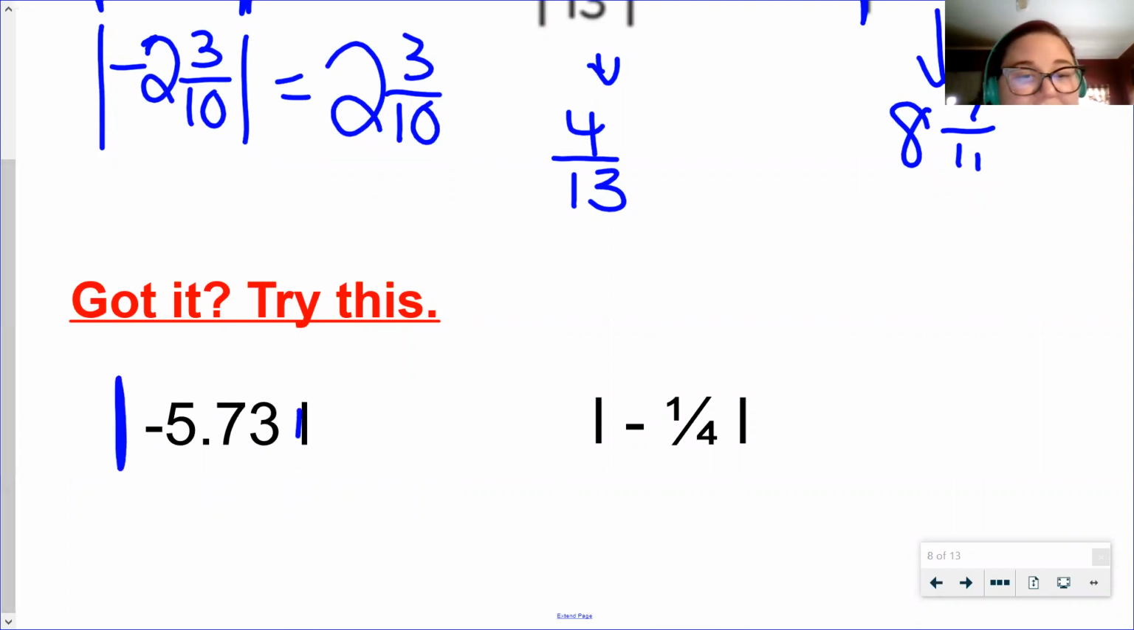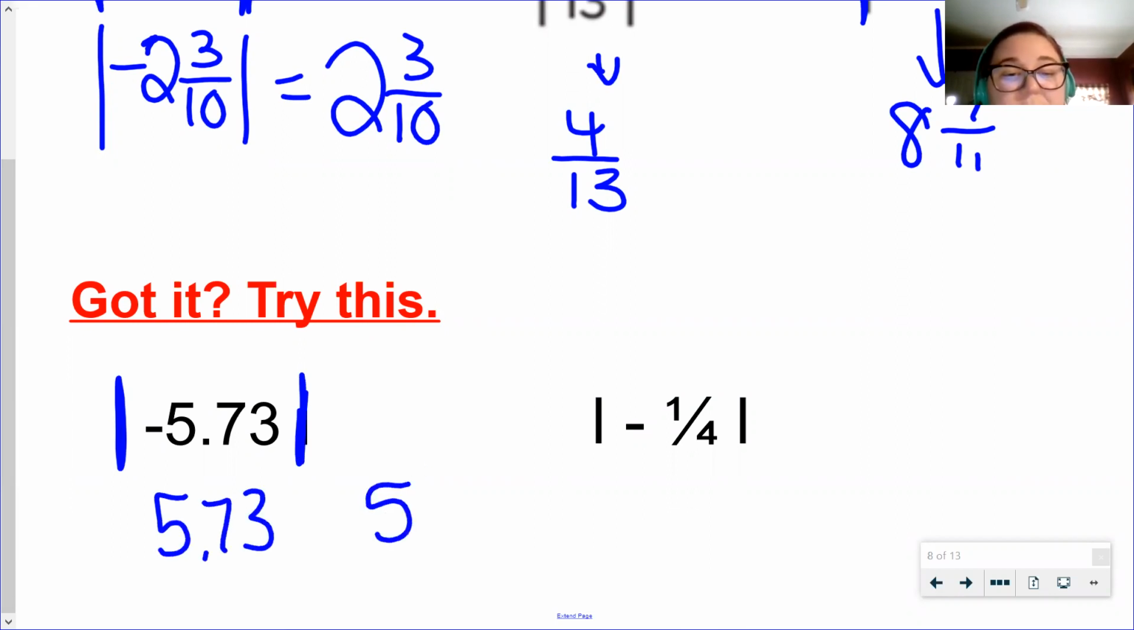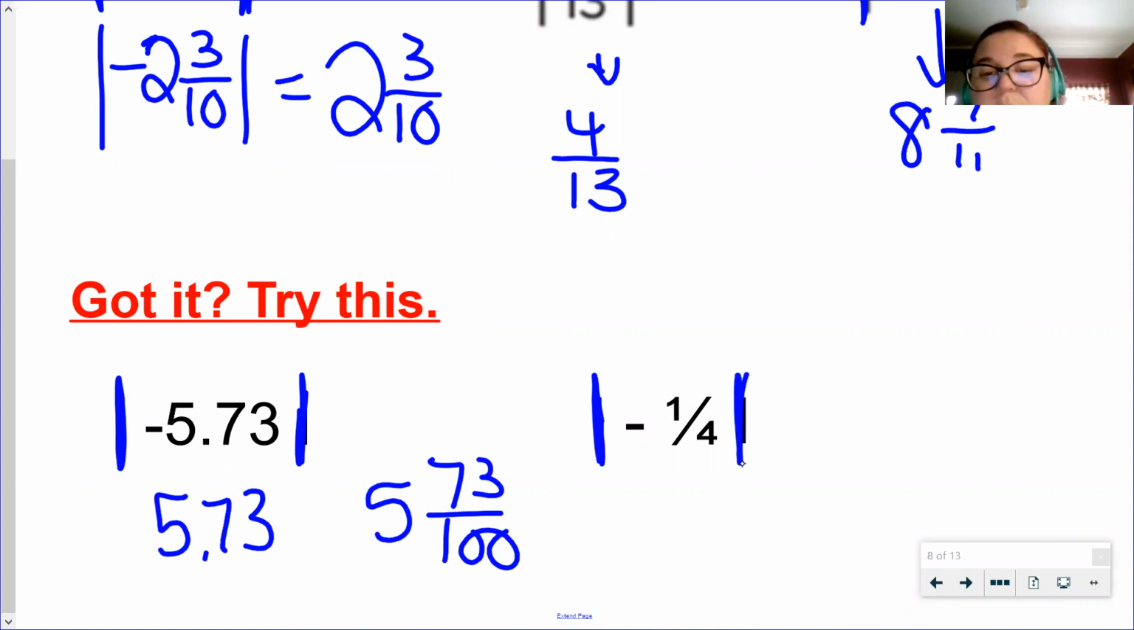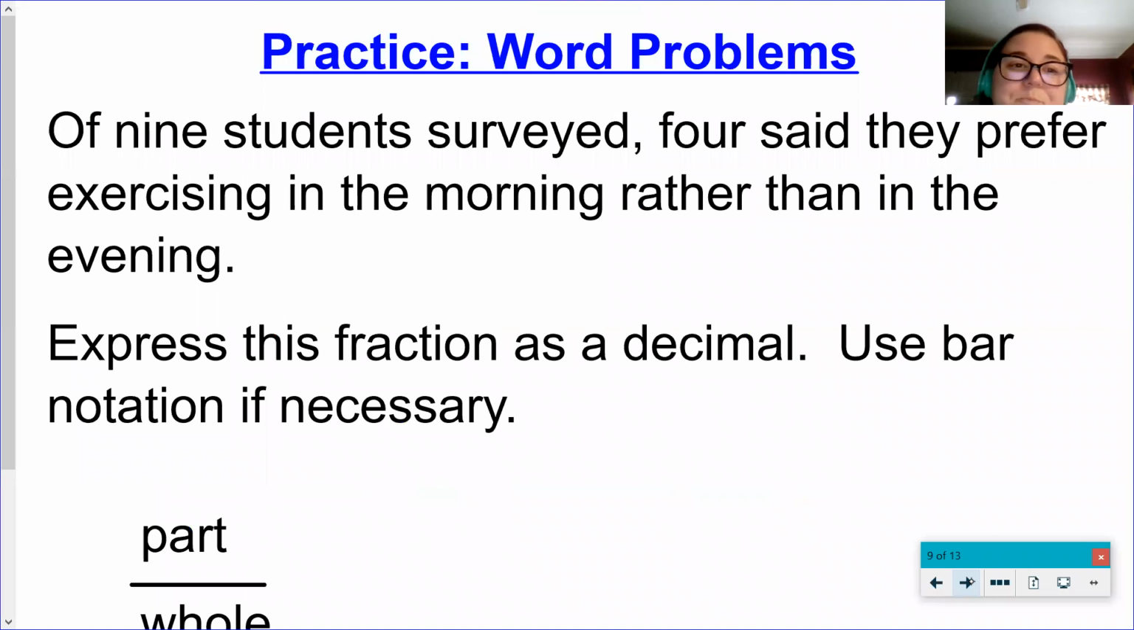So how far is this one from 0? It'd be 5 and 73 hundredths. Or you could write it like this. Technically, I would not mark it wrong. Same thing with this one. Absolute value of -1/4 is 1/4 from 0. However, I would not mark it wrong if it was this, because that's equivalent. So again, just how far is that number from 0?